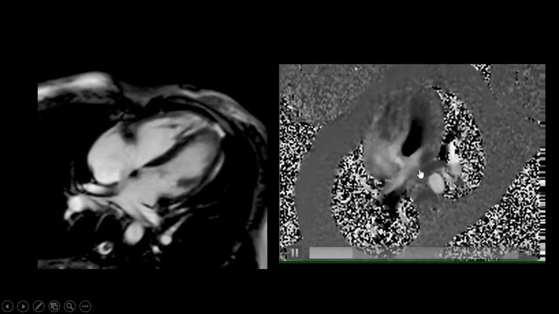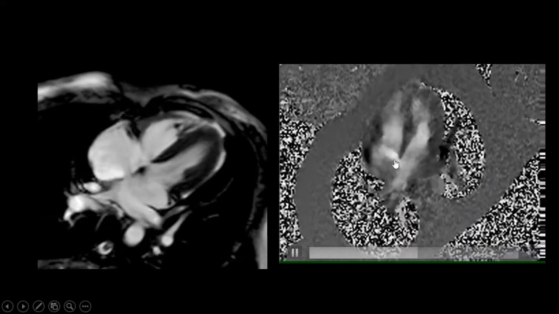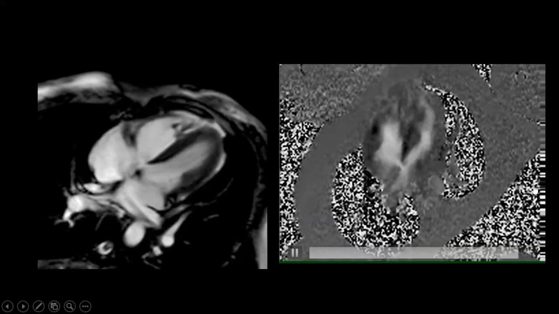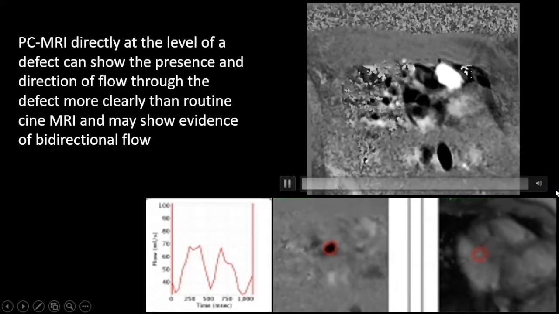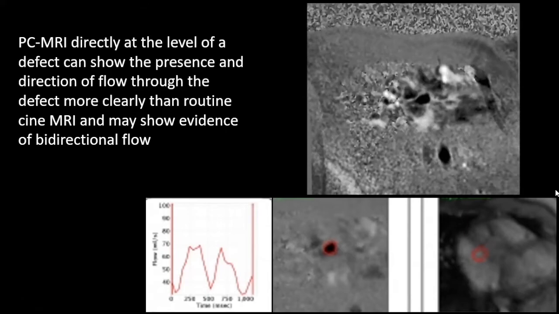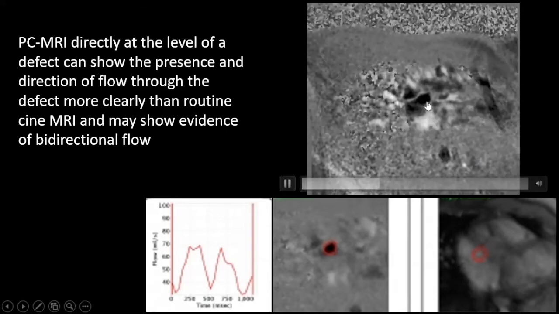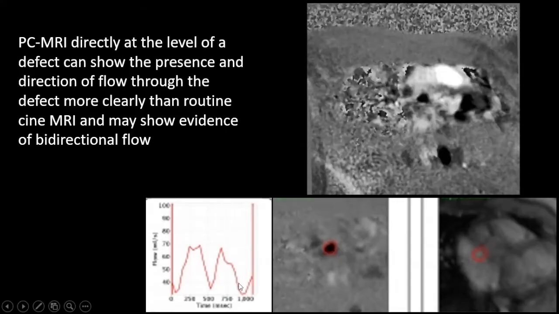This is a 4-chamber cine view where we can see that there is a left to right shunt across a small interatrial septal defect. In some cases, in the cine sequences, we may not see the shunt well. In such cases, doing a phase contrast at the level with a low VENC helps to delineate the shunt and direction very well. Also, we can obtain a phase contrast MRI at the level of the defect, through it, which shows the presence and the direction of the shunt.